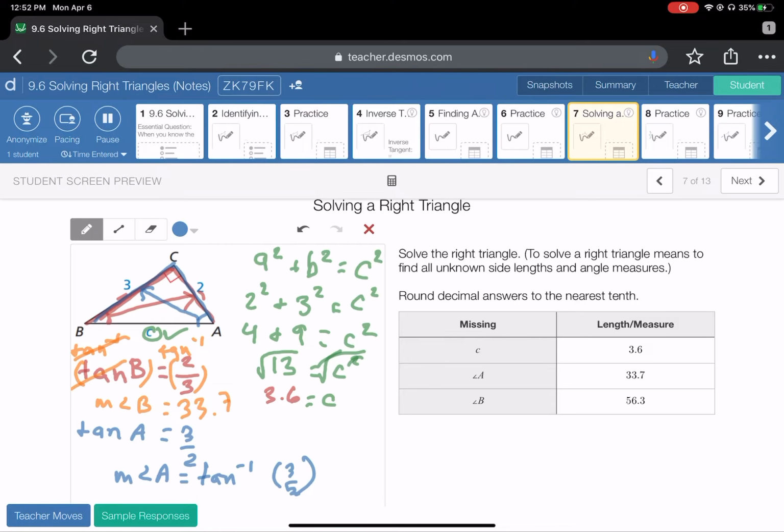And there we have it. These are the missing values. We have solved the right triangle because we have found the values of all missing parts of a right triangle.